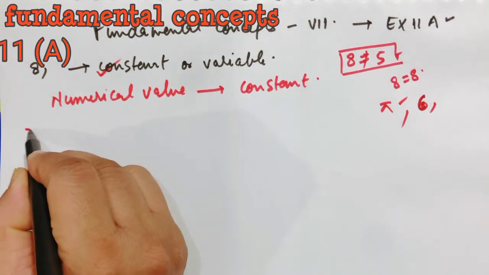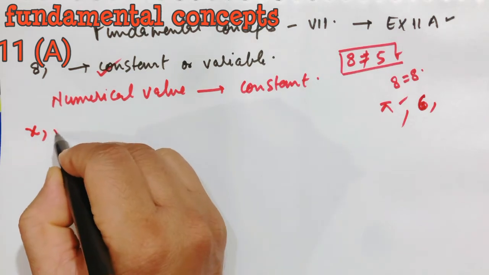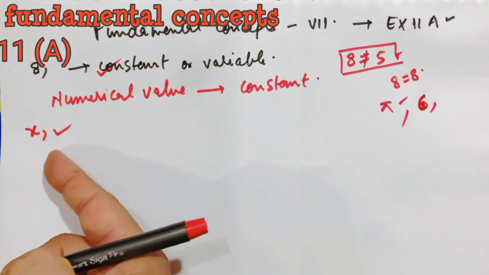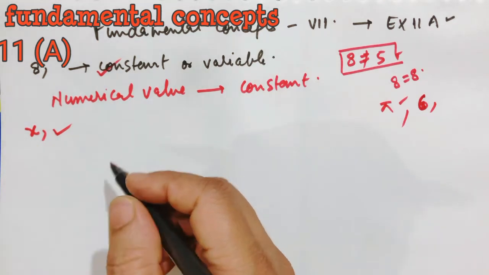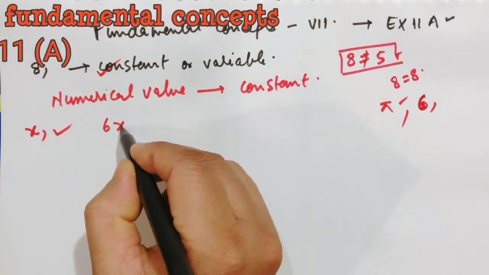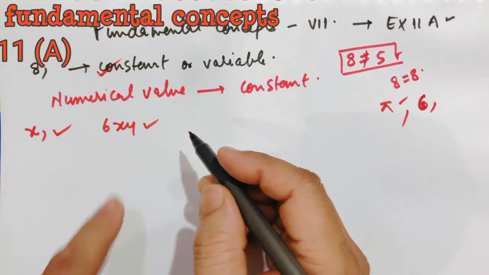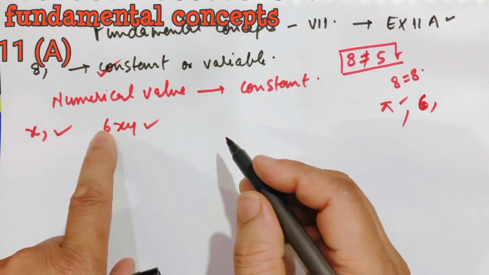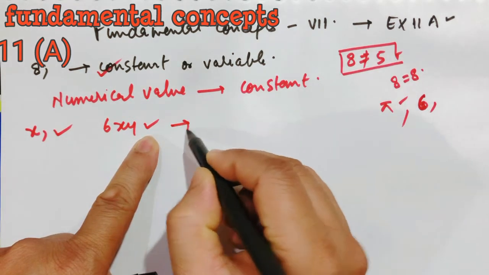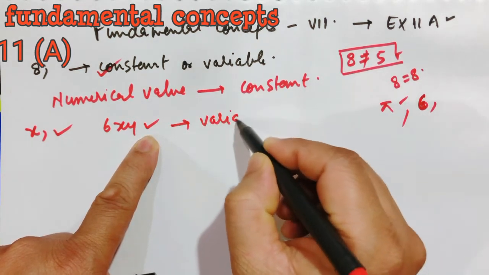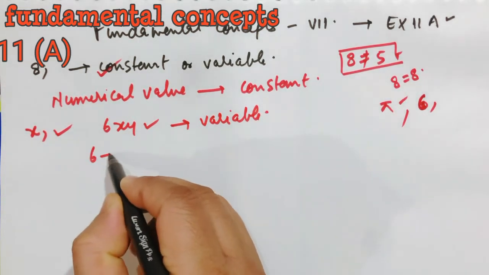Now have a look at this x. What do you think? Is it a variable? Yes, it is a variable, because you can put any value of x and be happy with that. 6xy, of course, is a variable. This means if a constant is multiplied by a variable, it becomes a variable only. For example, here you have 6 plus x.